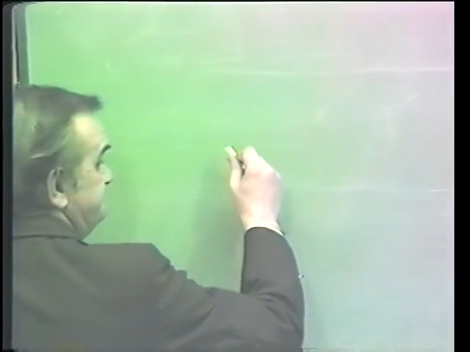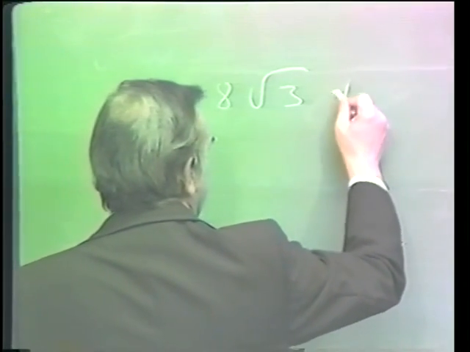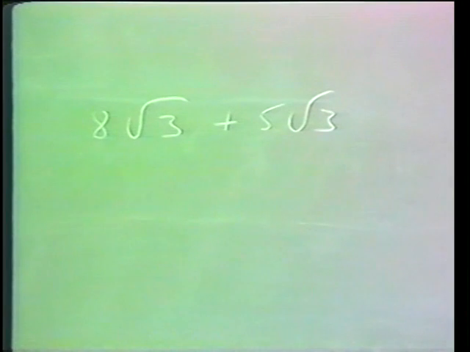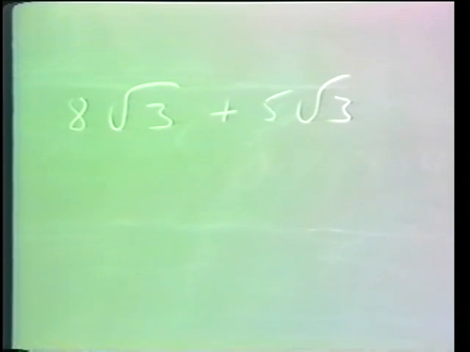Let's suppose I have 8 times the square root of 3 plus 5 square roots of 3. What do you think this is going to equal? Beeb, what do you think this is going to equal? Take some kind of guess. 13 square roots of 3. Right. She said 13 square roots of 3.